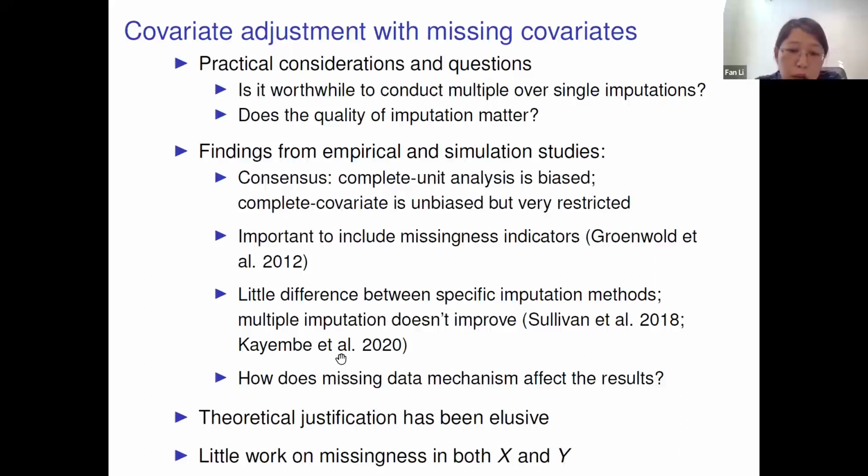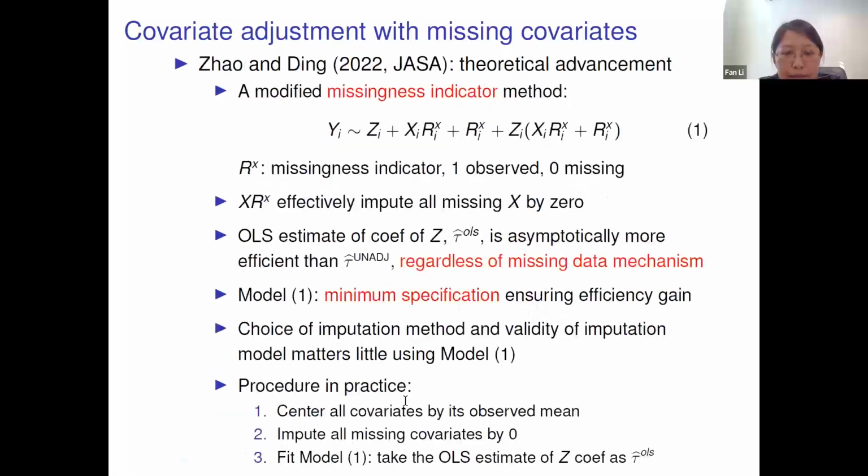Another question is, how does the missing data mechanism of X affect all of these results? Those findings, again, are all from empirical and simulation studies. The theoretical justification has been pretty elusive, because the theory is actually not easy, and just thinking of how to frame the problem is hard. Another thing I noticed is that there's very little work on missing data when you have missing data in both X and Y. This is mostly for X.